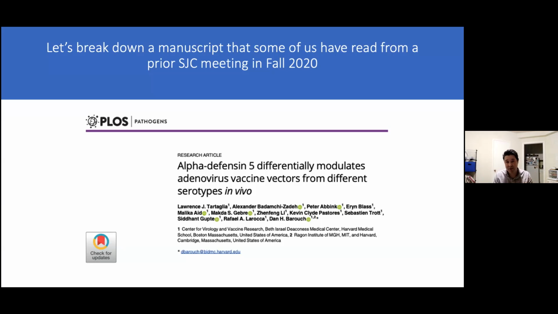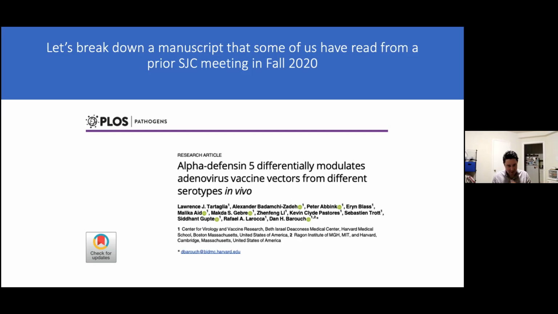So as Nanditi mentioned in the introduction today, we're going to use a manuscript that I spoke about in the fall of 2020, and it's titled Alpha Defensin 5 Differentially Modulates Adenovirus Vaccine Vectors from Different Serotypes in Vivo. Now, I'm going to put myself into 20-year-old Larry, and I would have no idea what that means. The only things I might know are modulate, different, and in vivo, but I'm not sure how good my explanation would have been when I was 20 years old about what in vivo really means.